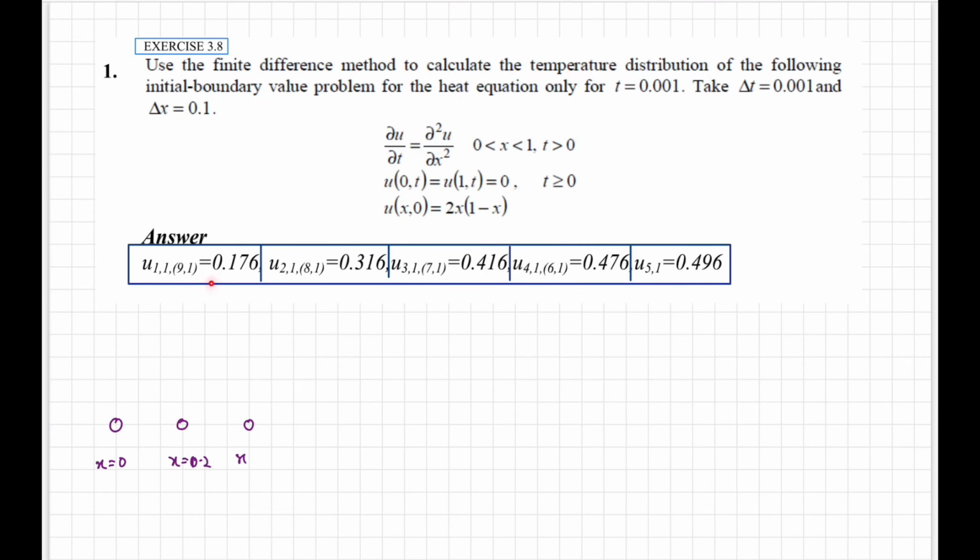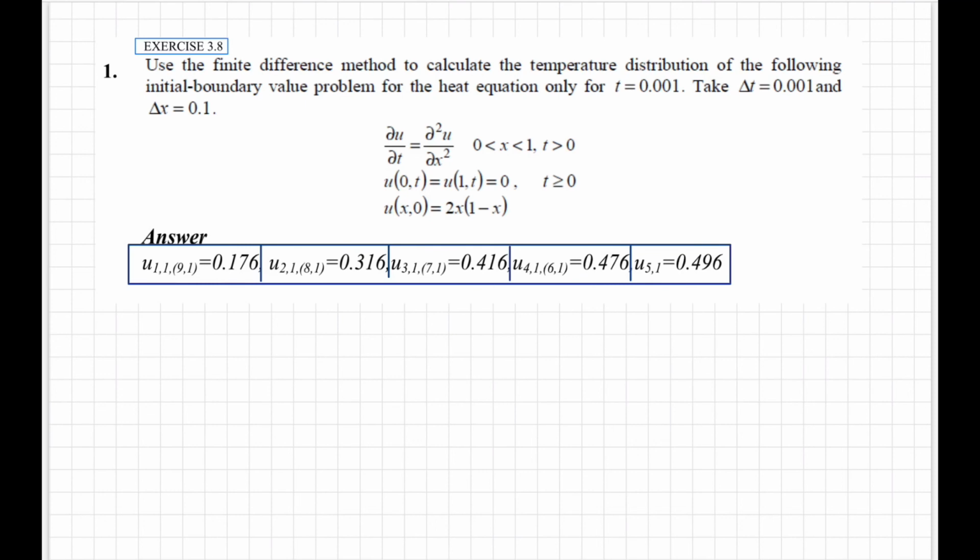Okay, this is your answer. U11 is equal to U91, you get 0.176. U21 is equal to U81, 0.316. U31 equal to U71, 0.416, and the rest. So first, you have to draw the grid points.